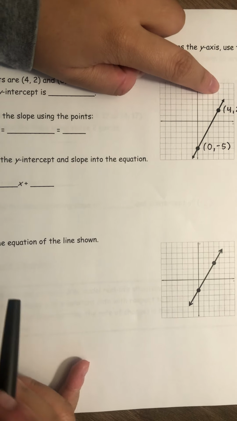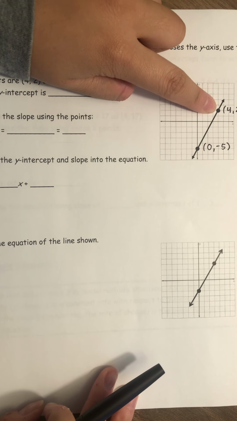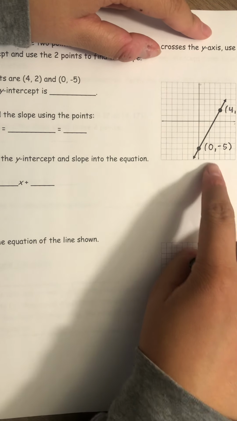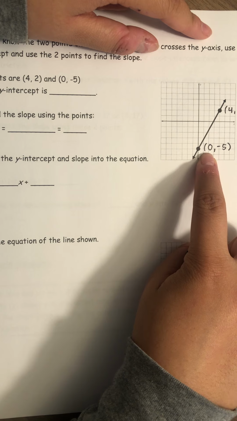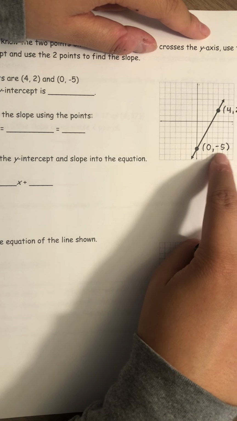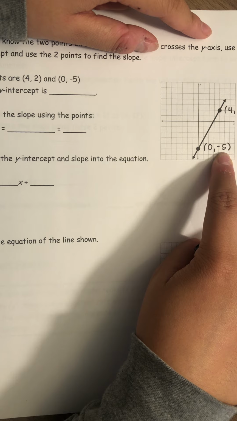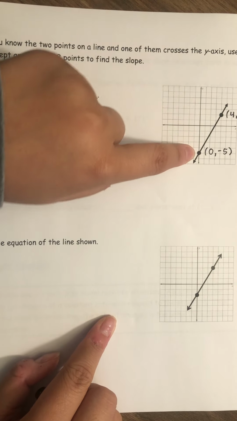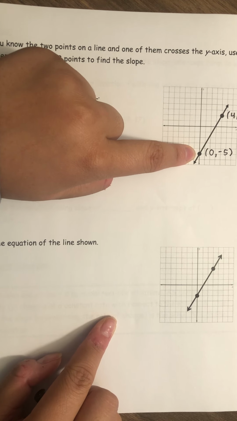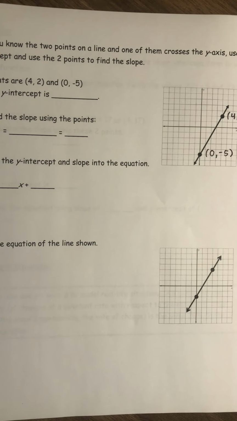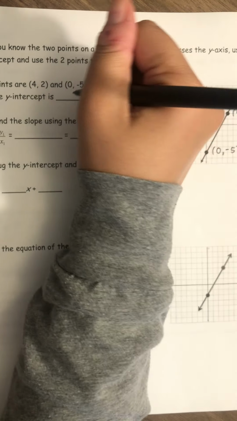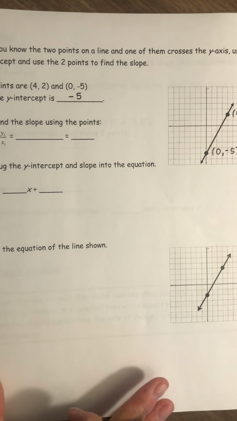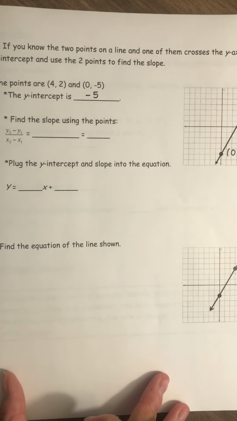So notice we can ask ourselves, where is this line hitting my axis? Whenever we have a point where the x value is 0, this point right here is actually going to tell us our y-intercept. So when our line hits our y-axis at 0, -5, the y-intercept then is -5. Okay. So I can say the y-intercept is -5 because that is where my line hits the y-axis.